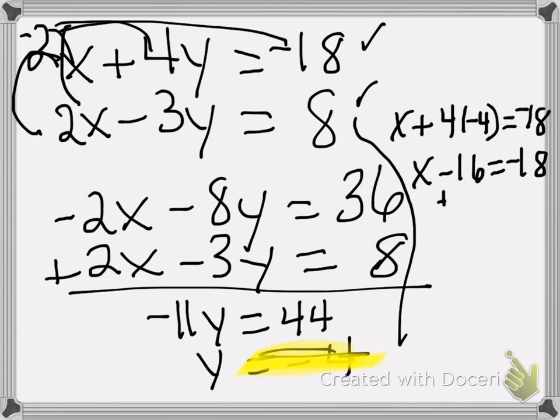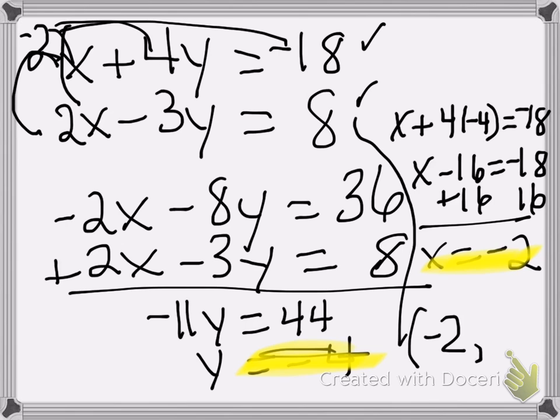Then I'm going to add 16 to both sides. And x is going to be equal to -18 plus 16, which is -2. And there's my other answer. So I'm going to put it in an ordered pair, -2 and -4. And that's my answer. And I had to work to get it. It didn't just automatically drop out. I had to make that decision.